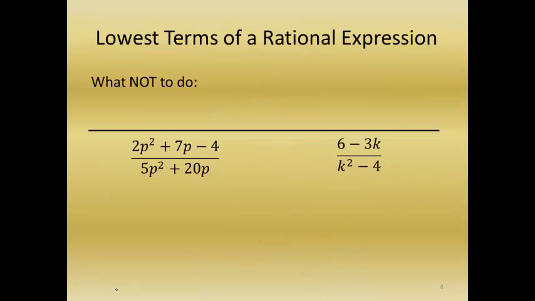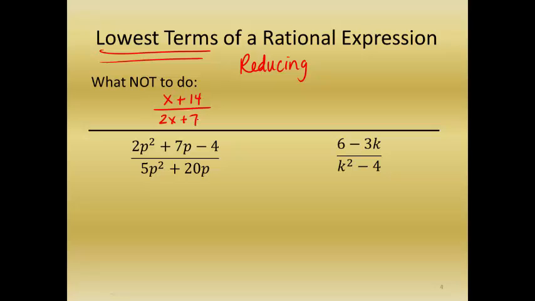All right, now we're going to be working with putting these expressions into lowest terms. That is, we're going to be reducing. And we're going to start with what we cannot do. If I have an expression of x plus 14 over, let's say, 2x plus 7, you cannot reduce the 14 and the 7. You cannot do it. What you can do is look for common factors.